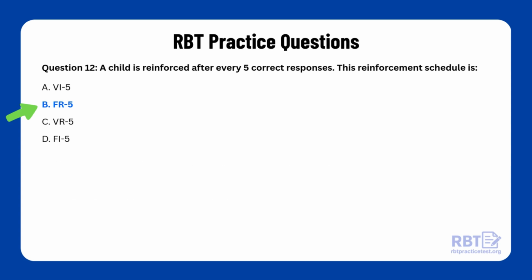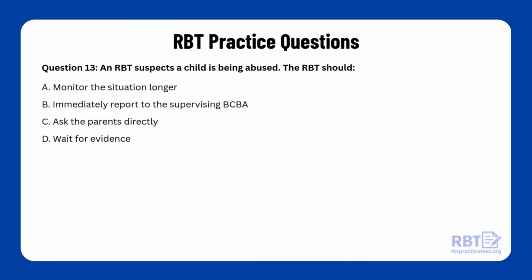Question number 13. An RBT suspects a child is being abused. The RBT should A. Monitor the situation longer. B. Immediately report to the supervising BCBA. C. Ask the parents directly. D. Wait for evidence. The correct answer is B.